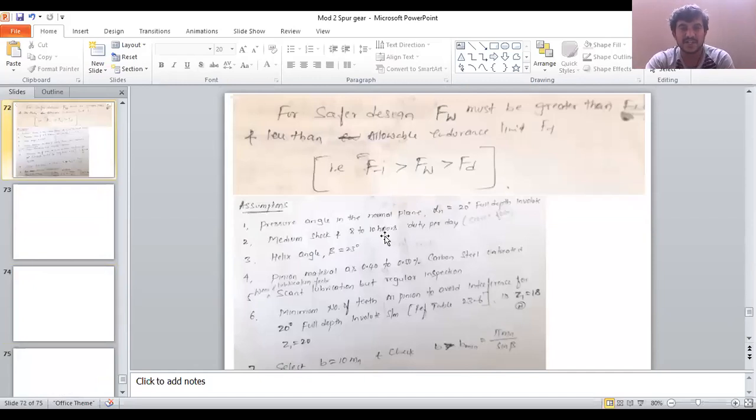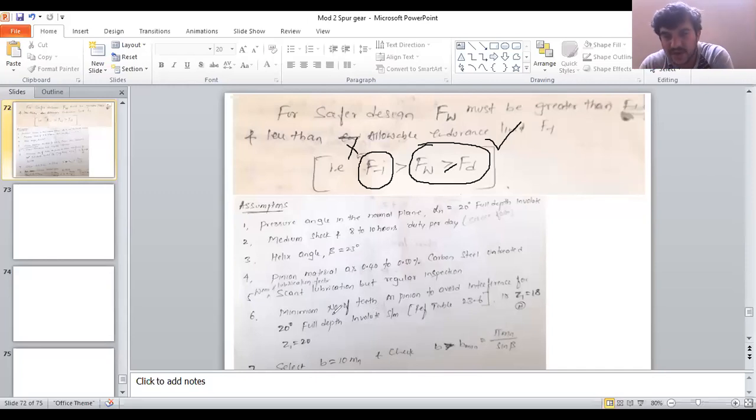Then how do you check whether the design is safe or unsafe? The wear load should be greater than or equal to the dynamic load. And one more force is there, called the endurance strength. The endurance strength should be greater than the wear load, which should be greater than the dynamic load. Usually we do not go for endurance strength unless the problem asks for it. Just see this condition: wear load should be greater than or equal to dynamic load, therefore the design is safe.